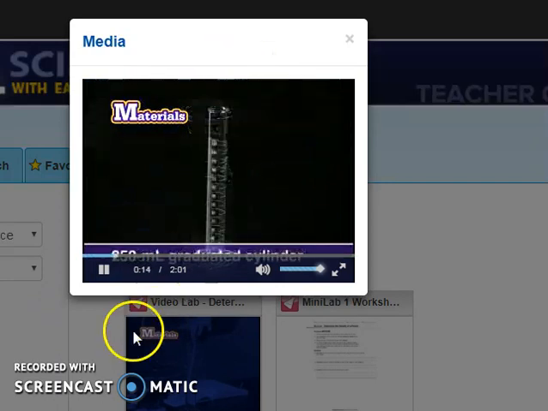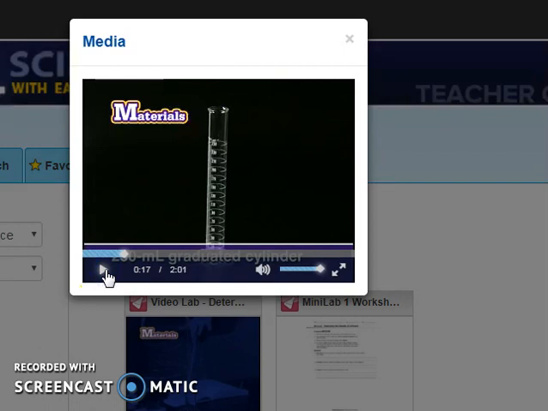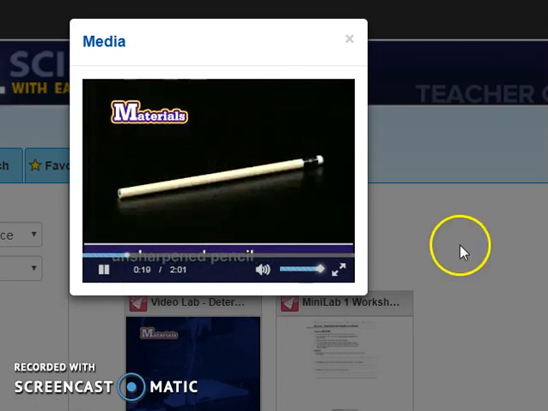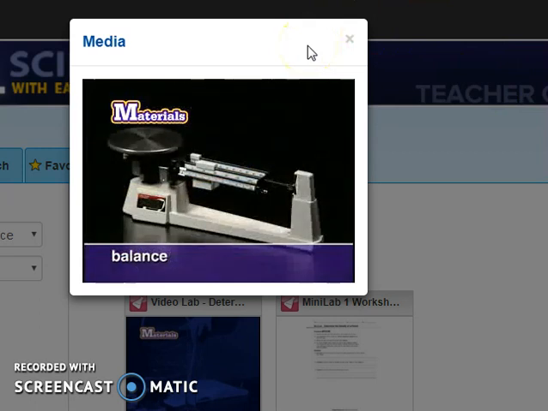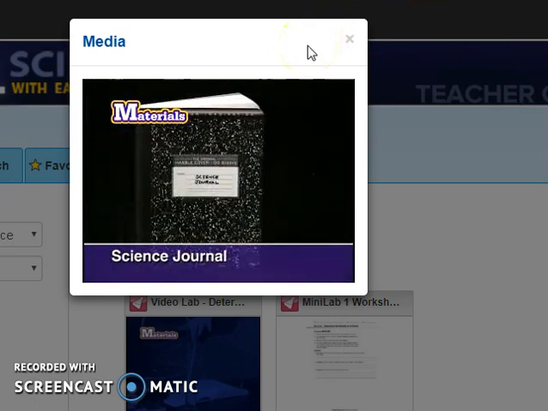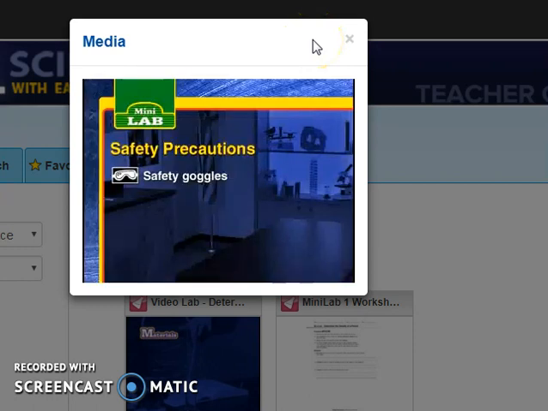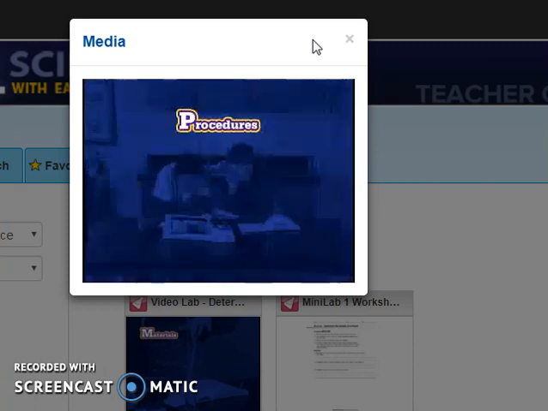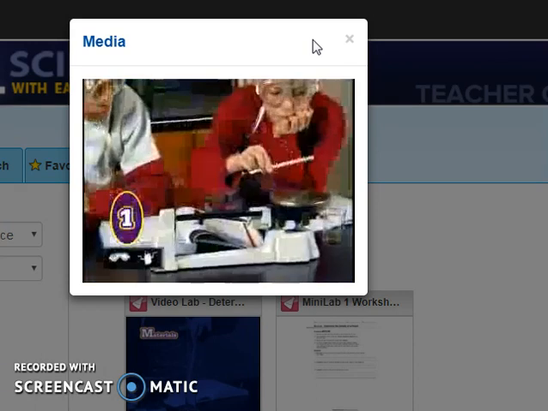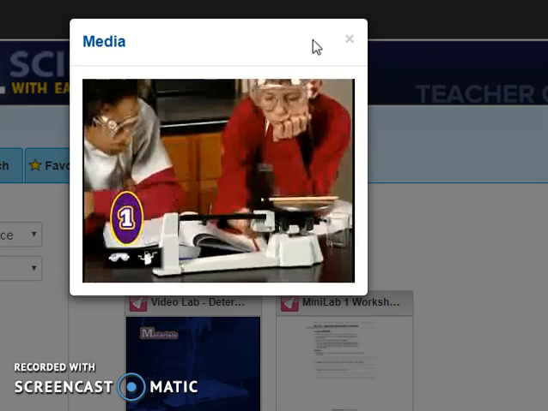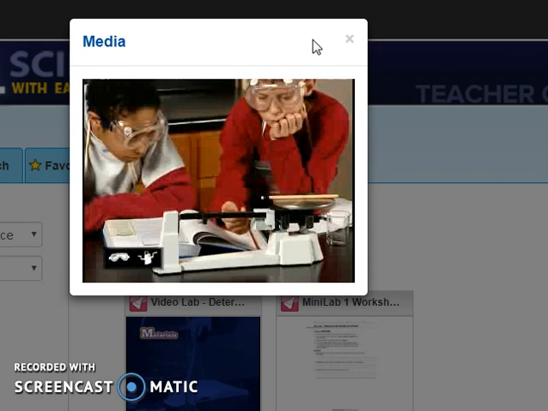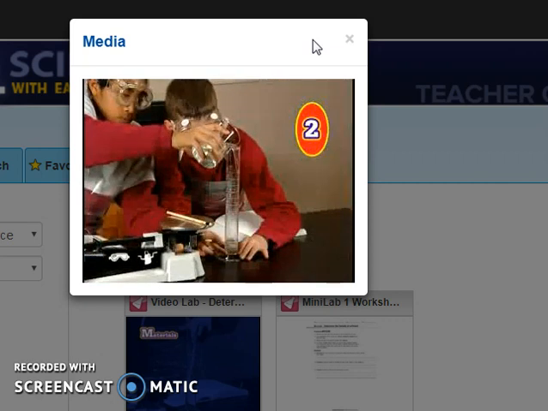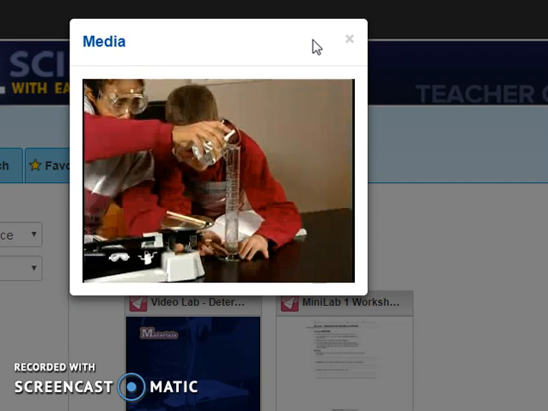We are looking at how to determine the density of a pencil. You will need: 1. Water. 2. A 250 milliliter graduated cylinder. 3. An unsharpened pencil. 4. A balance. And 5. Your science journal. For your safety, please wear your goggles and an apron during this activity. For this activity, follow these procedures. 1. Measure the mass of an unsharpened pencil in grams. And 2. Put 90 milliliters of water into a 100 milliliter graduated cylinder.